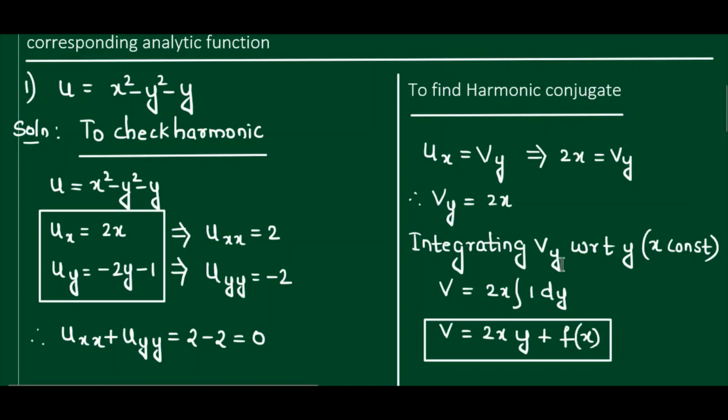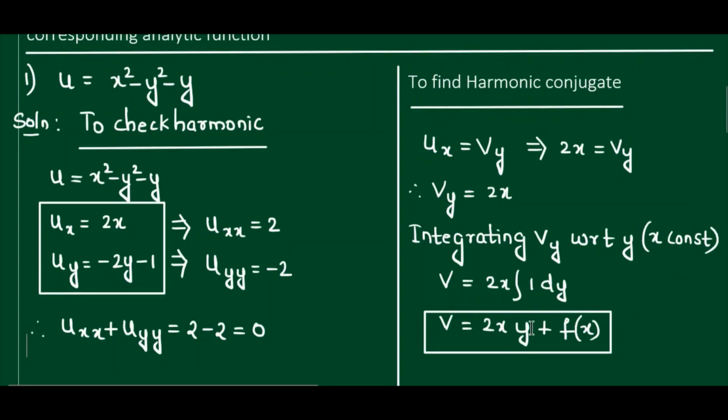So integrating vy with respect to y, where x is constant, we are integrating this partially. So v is equal to vy now becomes v, because the derivative is gone now. So integration of 2x, here x is constant, so 2x into integral of 1 dy, which is 2xy, plus you have to add a constant, but you know x is constant, so anything related to x will be constant. So f of x is a constant.